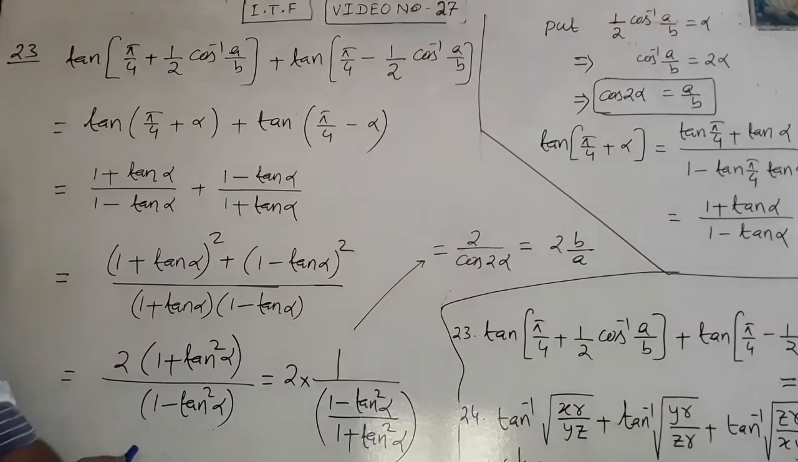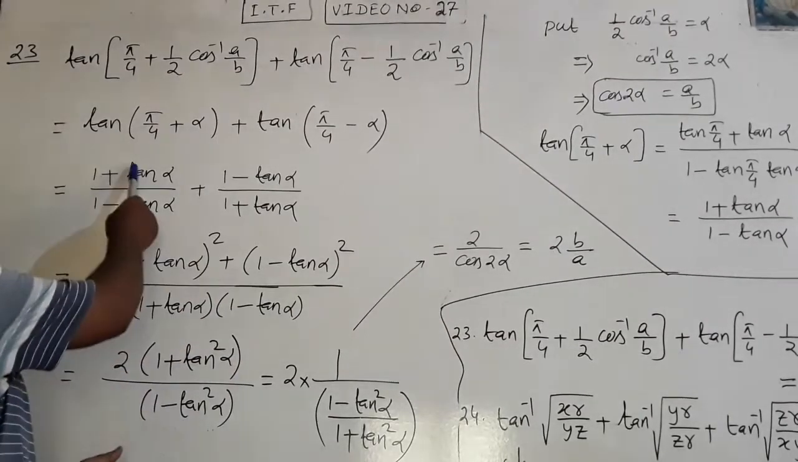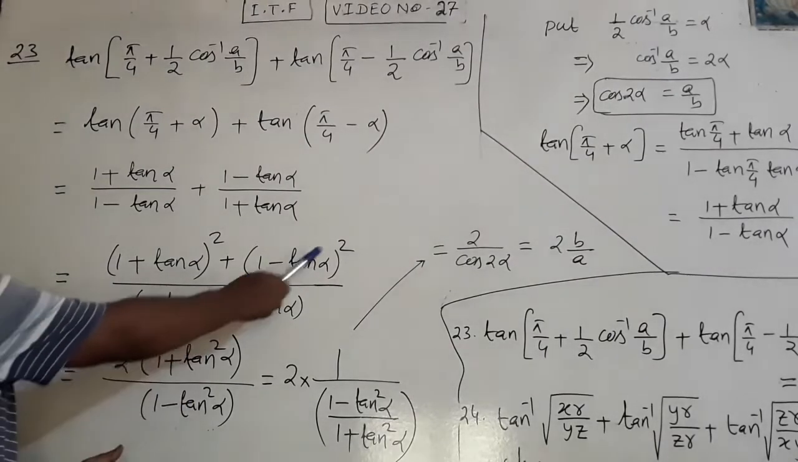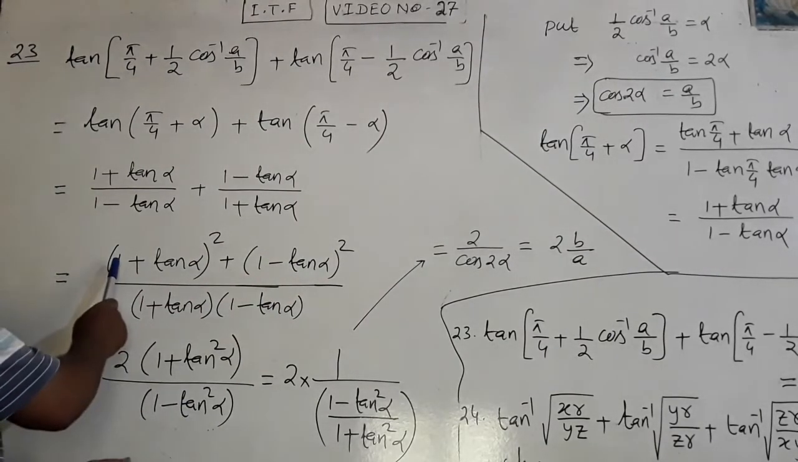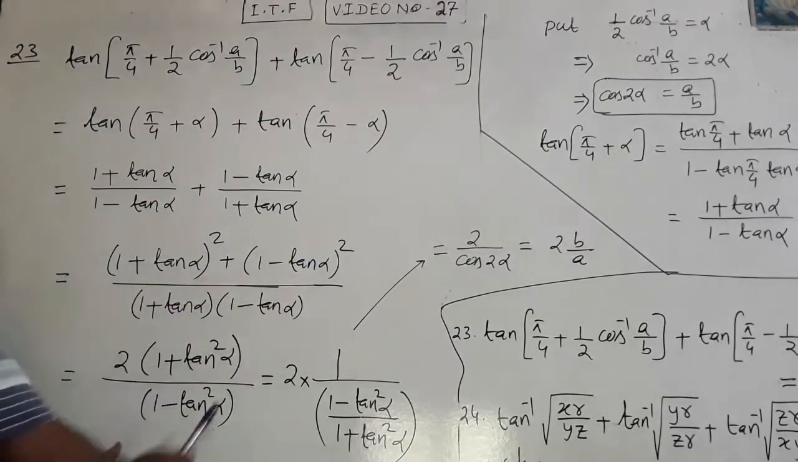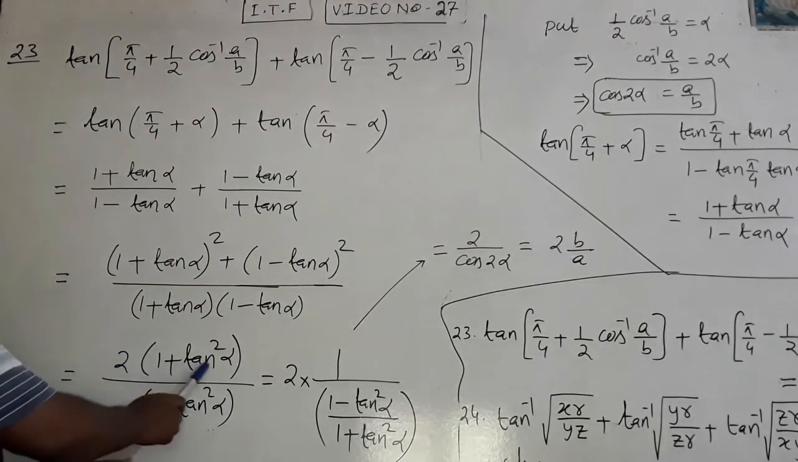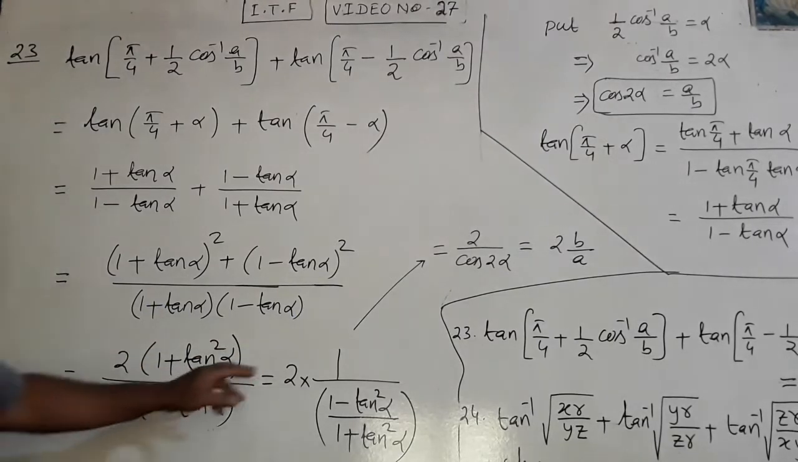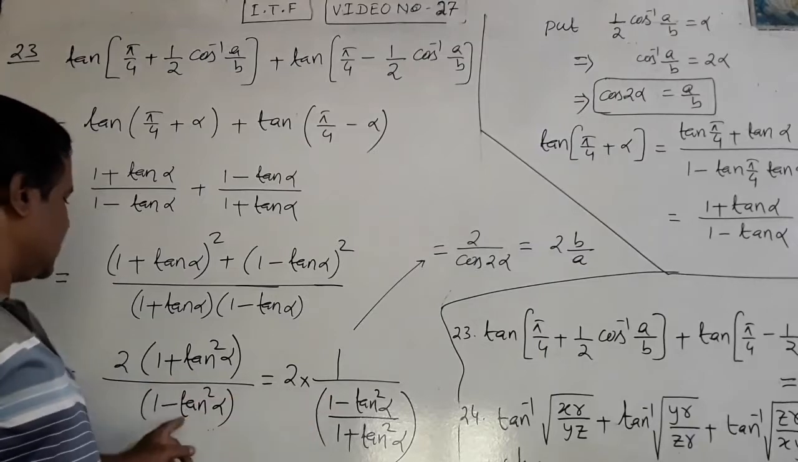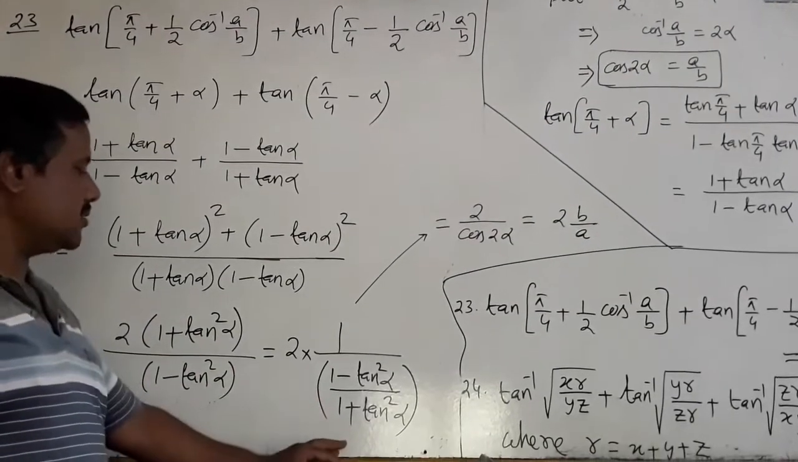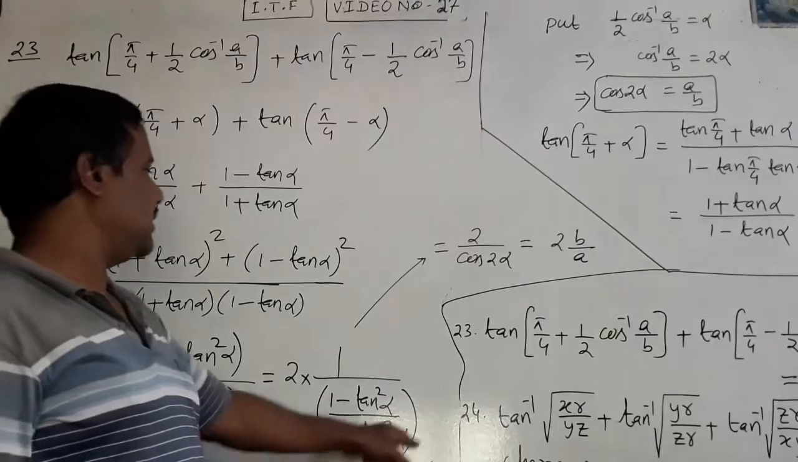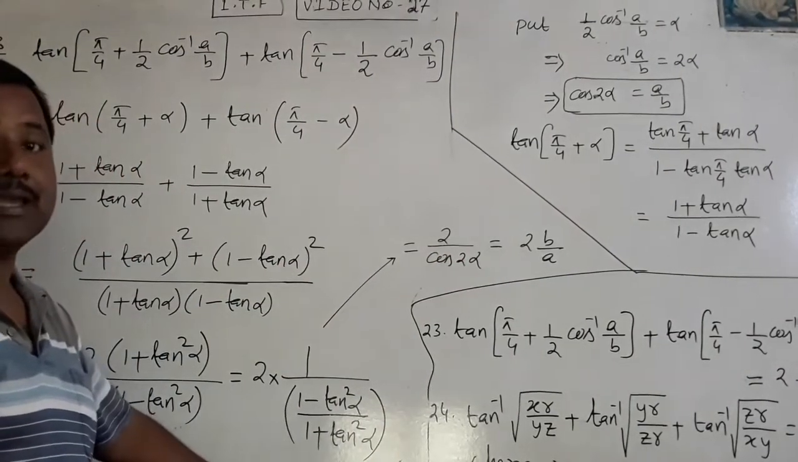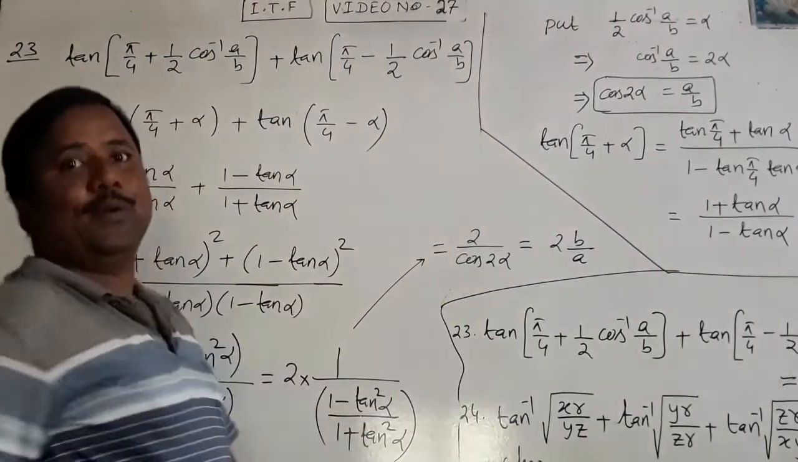Taking LCM here, 1 plus tan alpha, 1 minus tan alpha. Then it becomes 1 plus tan alpha whole square plus 1 minus tan alpha whole square. Then apply the formula a plus b whole square plus a minus b whole square, it becomes 2 times a square plus b square. Apply a plus b into a minus b, it becomes a square minus b square. So it is 2 into 1 plus tan square alpha divided by 1 minus tan square alpha. And you know it is what? Cos 2 alpha. So 2 by cos 2 alpha, 2 into b by a. Look how simple that is. Okay.